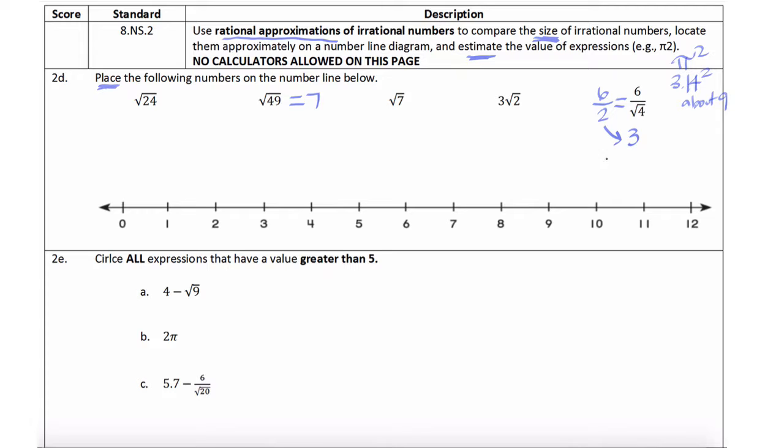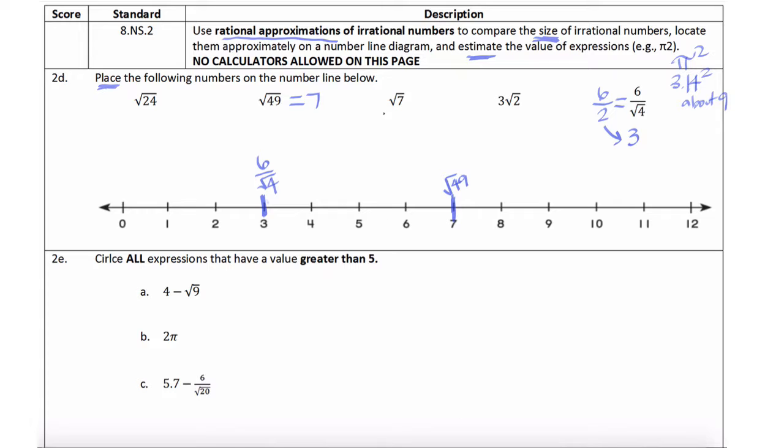So I'm going to find 3 on this number line. Here it is. I'm going to mark it, and I'm going to put 6 divided by square root of 4. The value of this number is 3, so I can place it exactly on 3. I know the value of the square root of 49 is 7, so I'm going to find 7, and I'm going to put square root of 49. I'm already done with 2 out of the 5.